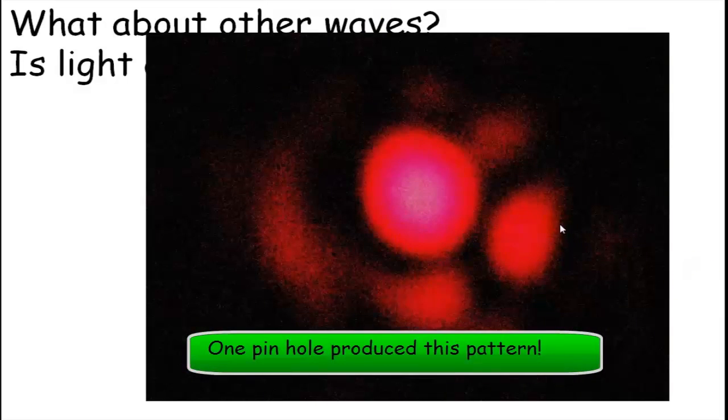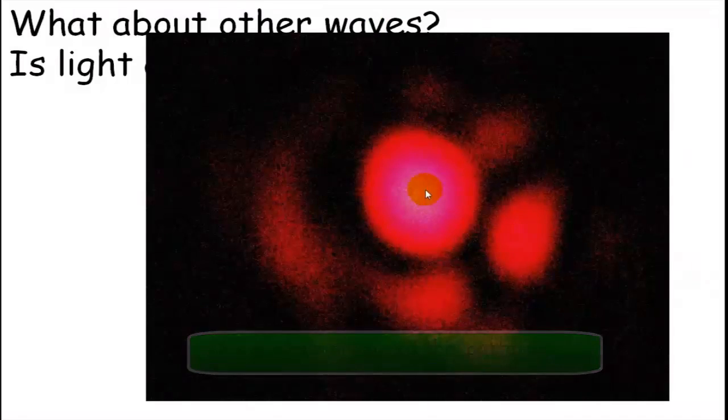Now, because my picture isn't great, you can definitely see, if this was just one hole, how come there's this ring around the outside of it? How come there isn't just one splodge in the middle? And the reason is because light is being diffracted, because light is a wave, or has wave-like behavior anyway.